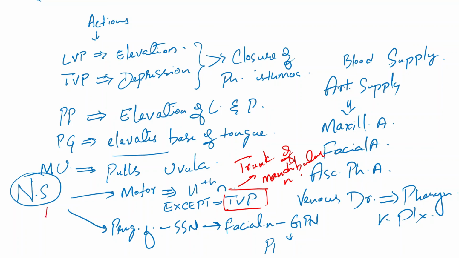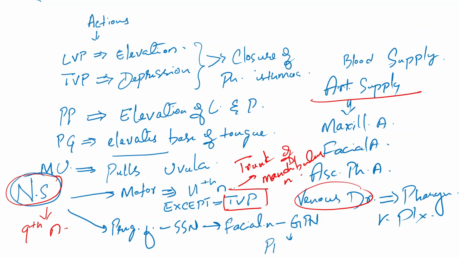The sensory supply is by the ninth cranial nerve, the glossopharyngeal nerve, which supplies both the special sensation and the general sensation. So this is about the arterial supply, the venous drainage, and the nerve supply of the soft palate.